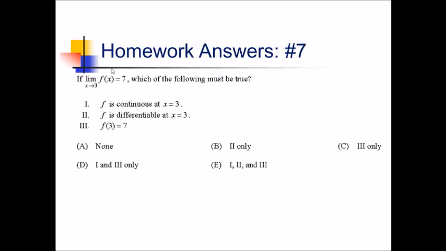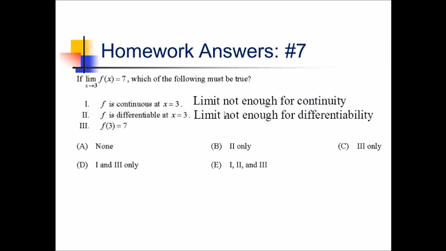For number 10, they're telling us the limit as x is approaching 3 is going to be 7 for some function. So which of the following has to be true? So option number 1, f is continuous at x equals 3. Well, a limit's a good start, but it's not enough. We know for continuity, we also need the limit to equal the function value, and the function has to exist there to begin with. Next, f is differentiable at x equals 3. Well, if we don't have enough for continuity, we certainly don't have enough for differentiability, which requires continuity. So limit is not even close to being enough for differentiability.